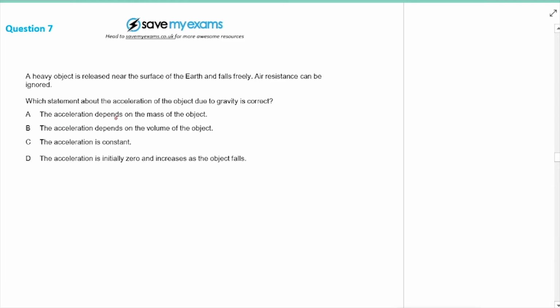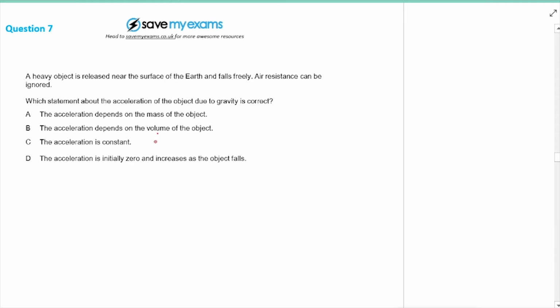A. The acceleration depends on the mass of the object. That is incorrect. Acceleration is not influenced by mass of an object. Then next, the acceleration depends on the volume of the object. Acceleration is not influenced by volume of an object. So B is also incorrect.